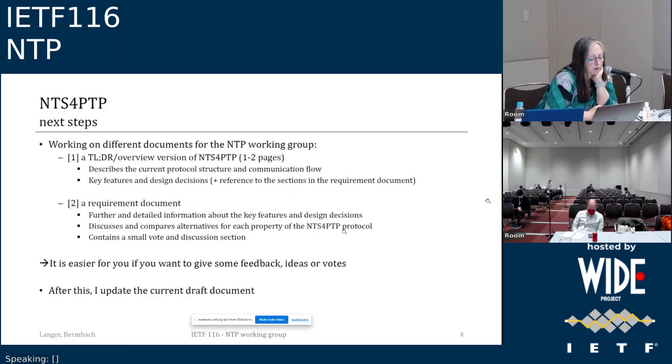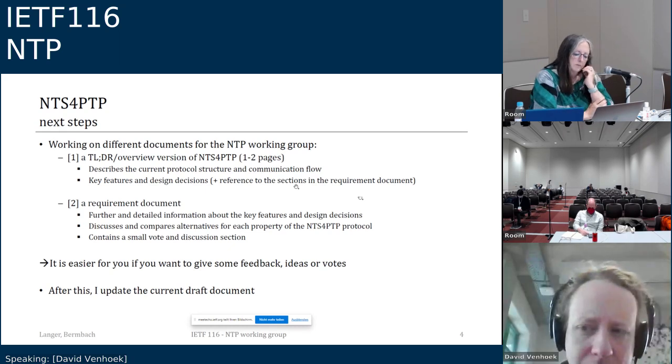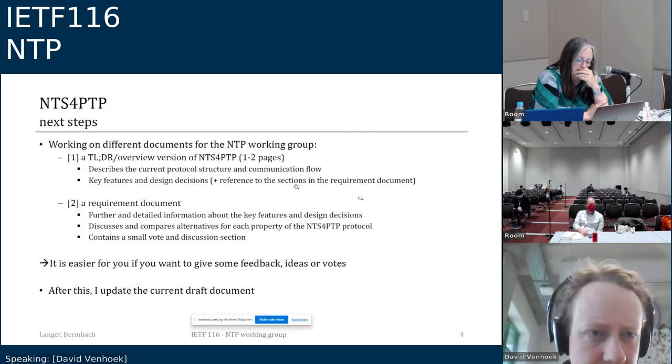Okay, go ahead, David. Yeah, I had one question. Were you planning to also state the security goals and assumptions in the requirements document? I was reading the draft just before this meeting to get a sense for this topic, and I noticed I'm missing a lot of context around what exactly the security model is, what it's trying to achieve, and what assumptions are being made on the PTP side of things.